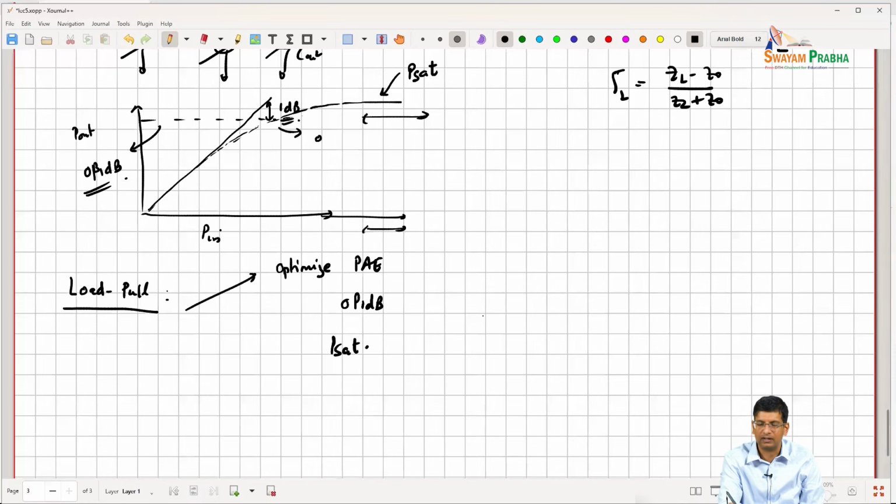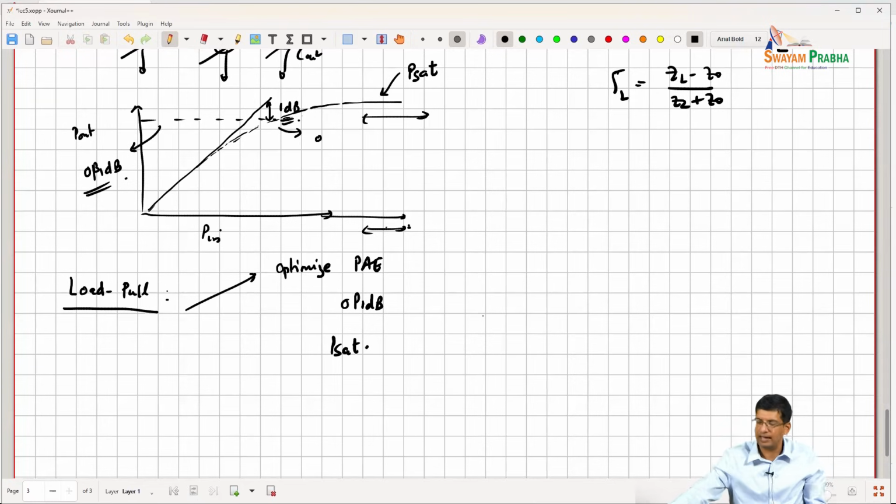So whether you are a little bit below or above doesn't matter. And once you get a sense of what the Psat optimum looks like, then around that region you can do a load pull to find out which is the best OP1dB load or which is the best power added efficiency load, right? That's typically the design practice.